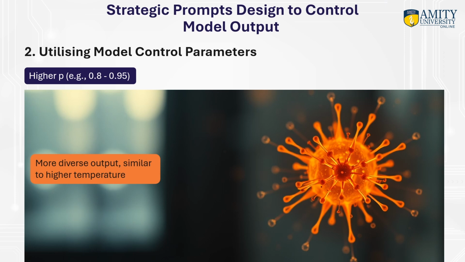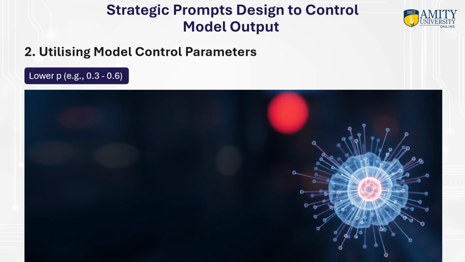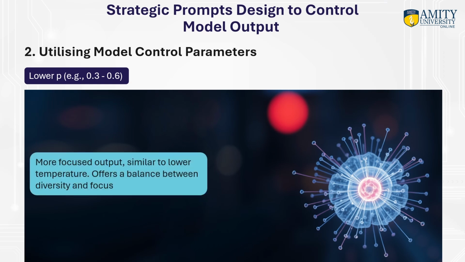Okay, the next one is lower P. With lower P values, let's say between 0.3 to 0.6, you get more focused output. It is similar to lower temperature, but it offers a balance between diversity and focus. So this is about one of the controlling parameters, which is top P nucleus sampling.